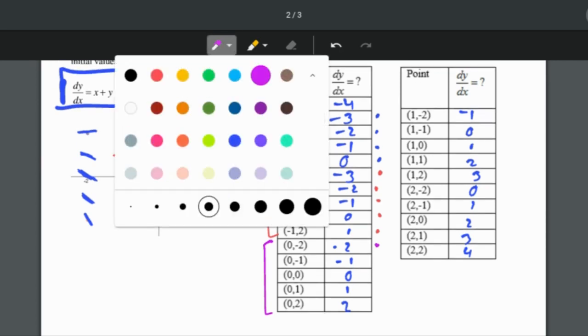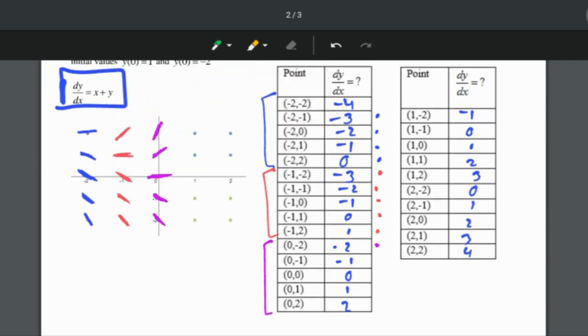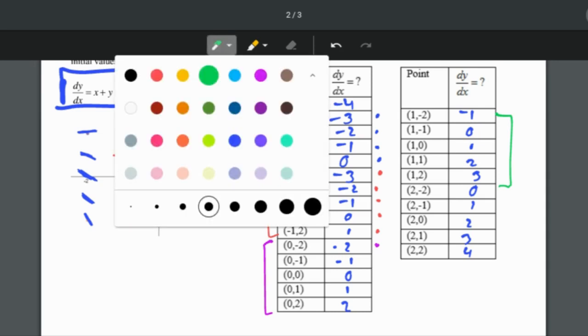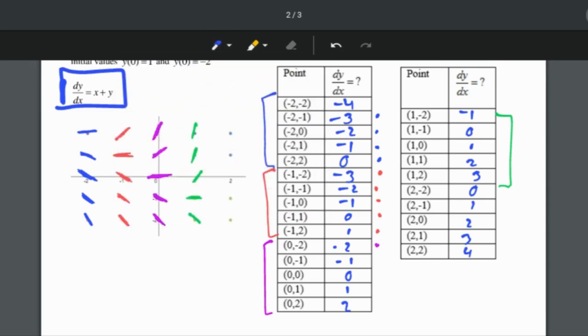All right, moving on. Now we've got the next row of points. Starts with -1, so it should be sloping negative. Then we've got a 0. Then we've got a +1. +2 is a little bit more steep. And then +3 is a little bit steeper. Again, just make them make sense in relationship to themselves.